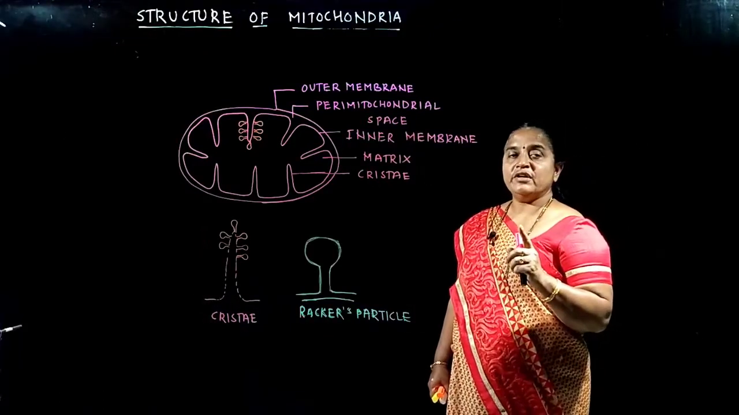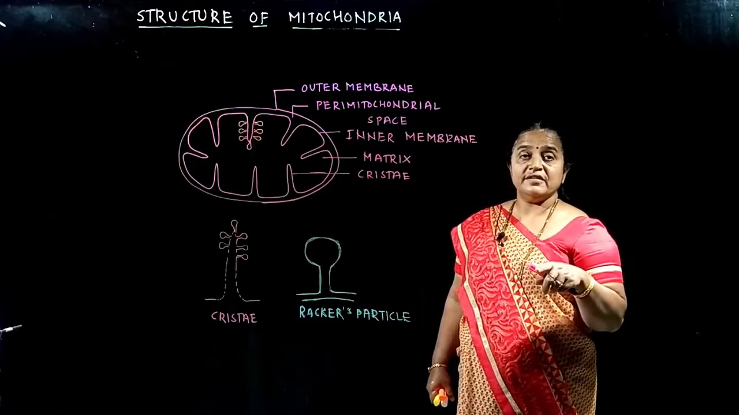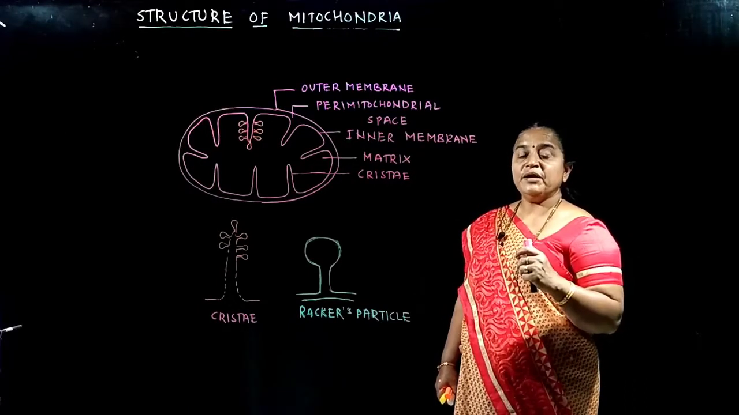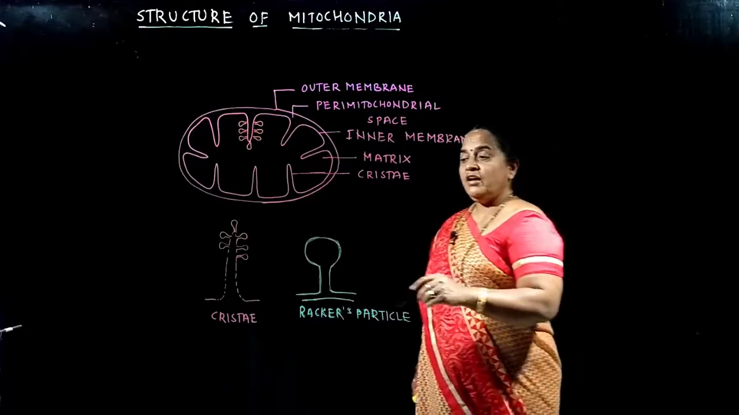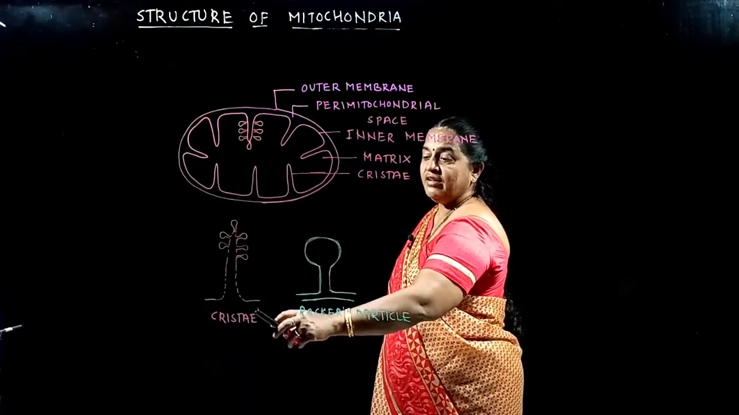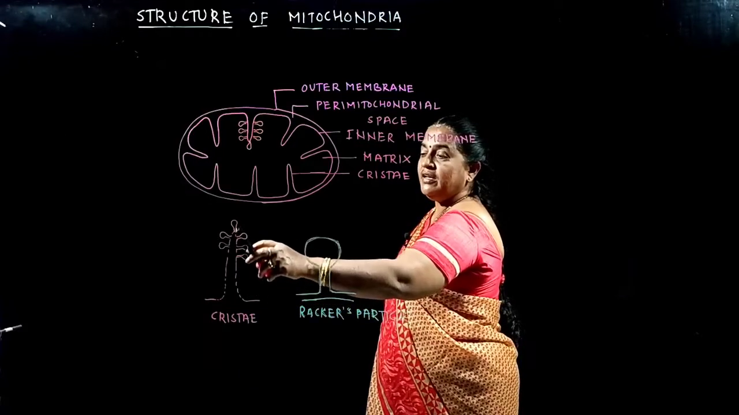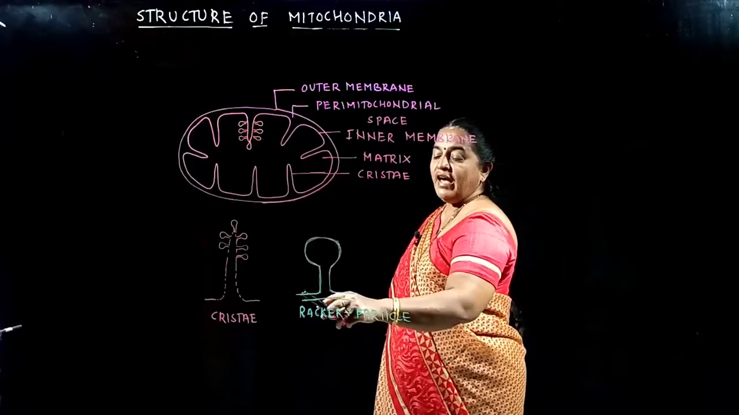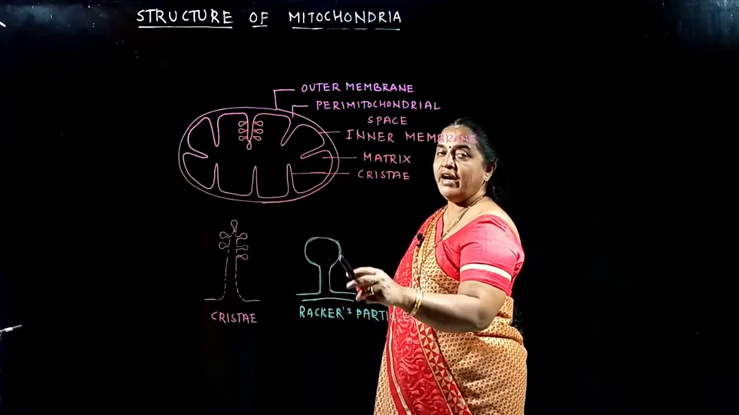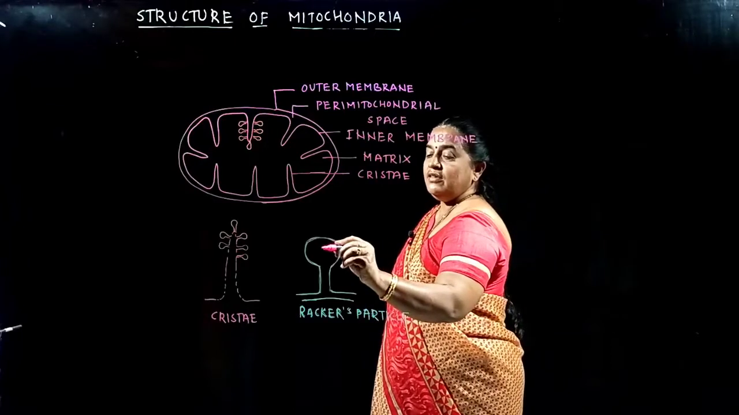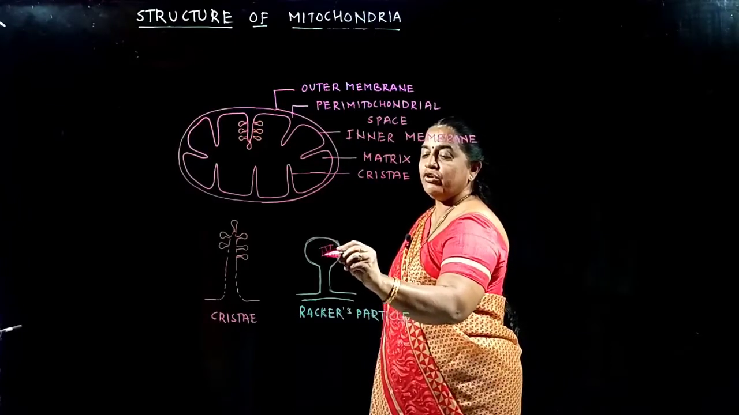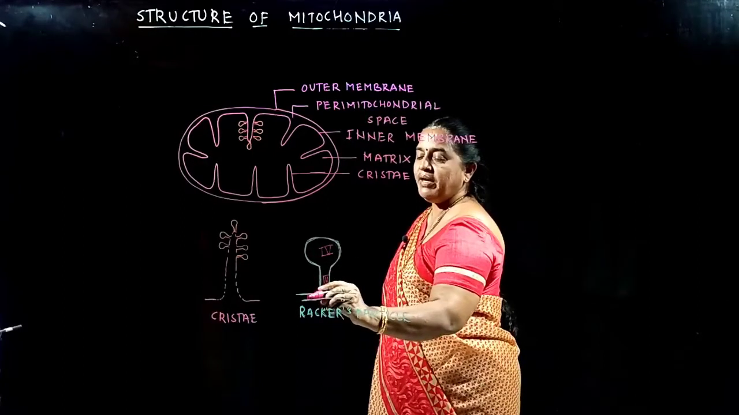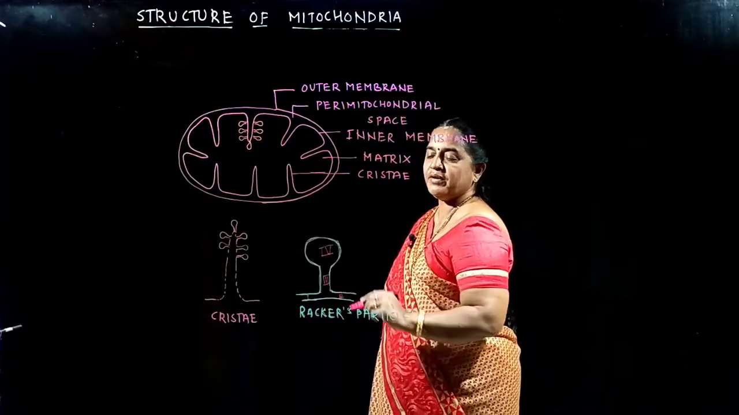So each mitochondrion has 2 membranes, outer and inner, with the perimitochondrial space, and the inner membrane with infoldings called cristae. When you magnify a single crista, we can see these elementary particles or Racker's particles, and when you magnify a Racker's particle, it has the base, stalk and the head region. In the head region, complex 4 is present. In the stalk region, complex 3 is present. In the base, complex 1 and complex 2 are present.